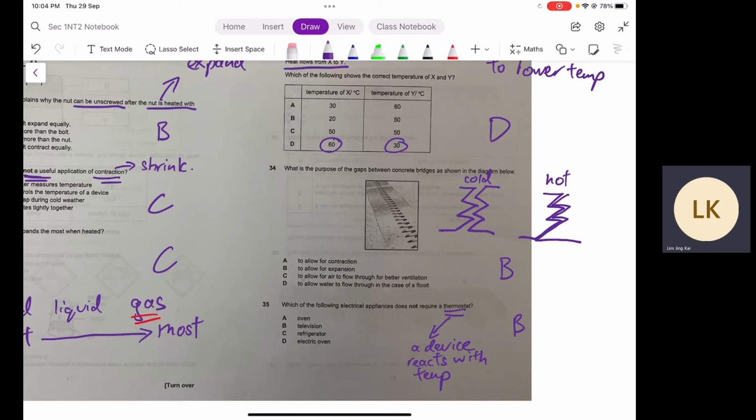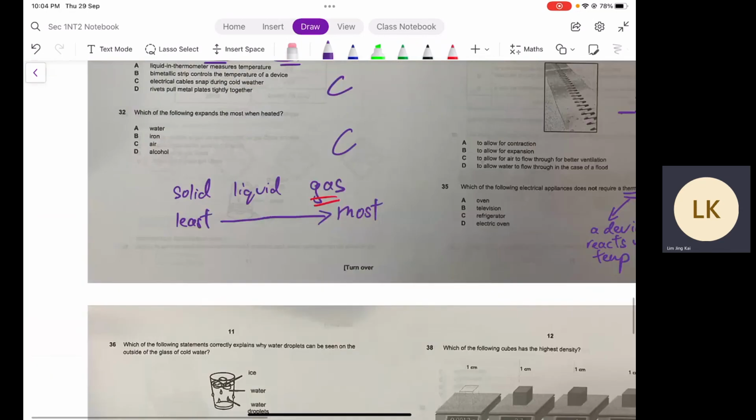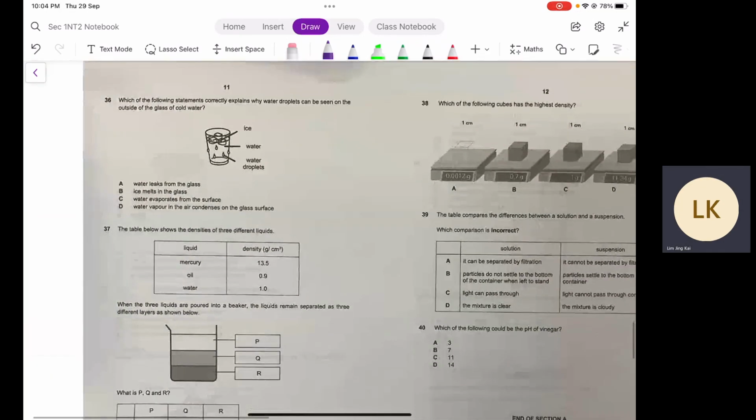Okay, while the others, the thermostat must be inside there in order to help to control the temperature. Question 36. Which of the following correctly explains why the water droplets can be seen on the outside of the glass? Okay, so definitely the glass is not leaking. Okay, yes, the ice is melting in the glass. Okay, but melting in the glass doesn't mean that the water will come out of the outside of the glass. So B is also not the option.